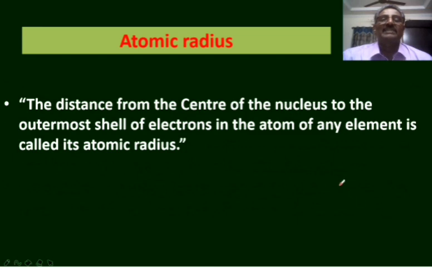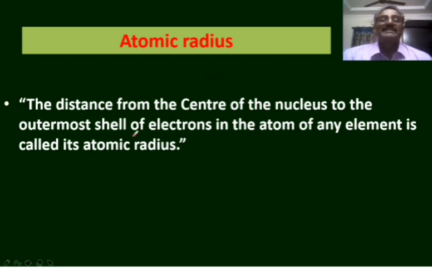Now let us go to the first periodic property, that is atomic radius. You know that atom is a microscopic particle. Its size is measured by assuming it as in the spherical shape. So the size of the atom is expressed in terms of atomic radius.